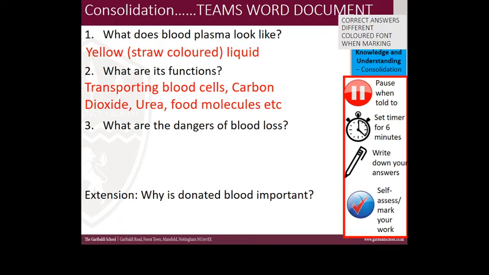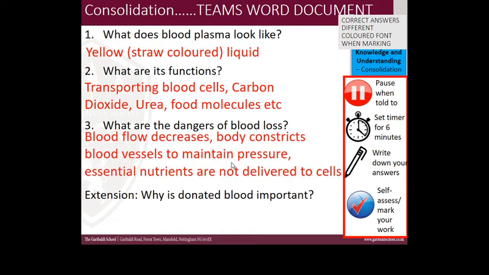Then we have, for the next one, what are the dangers of blood loss? So now this is actually thinking outside the box a bit. You haven't necessarily been told about this information, but let's see how much you know. If you said blood flow decreases, you'll be right. Blood flow does decrease because there's less blood, so it decreases the blood flow.